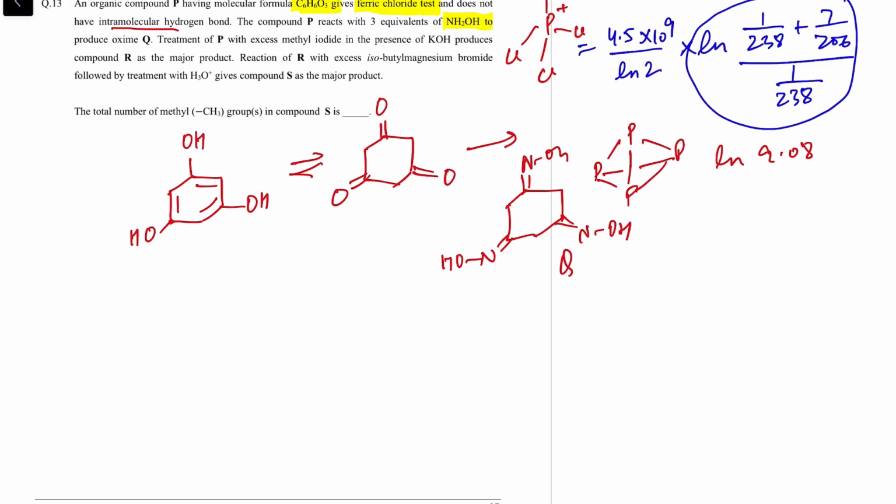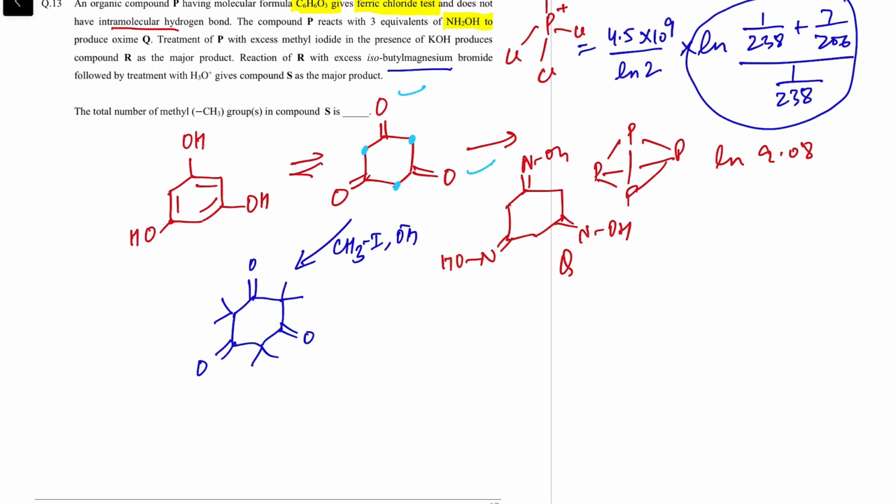Coming to P with excess methyl iodide. Now, if you notice, it is an active methylene compound. The two hydrogens on these carbon atoms are acidic because of the electron withdrawing effect of the carbonyl group. So when this molecule is reacted with excess of methyl iodide in presence of a base, this compound gets converted to this. There are 6 methyls.